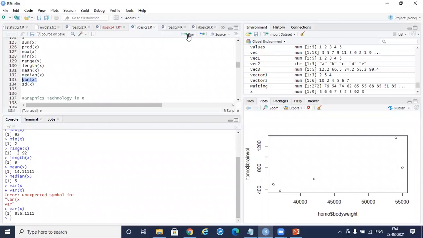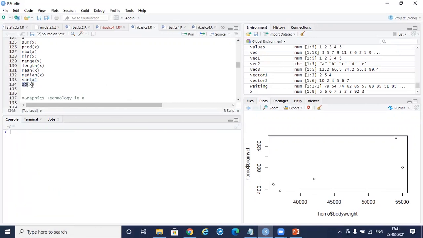Var of x, now one can see here it is showing var of x is 856.111. And at the same time, if I want to find the standard deviation, one can just give sd and the data x is there. So clicking it here, it is showing the standard deviation is 29.29. Of which data? This particular data. Now this is one case.